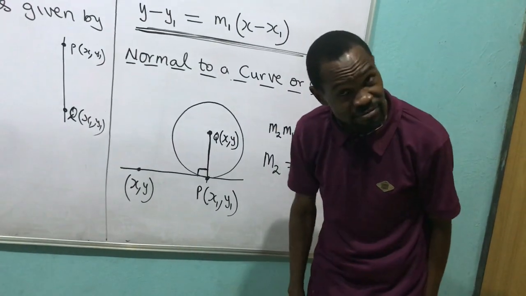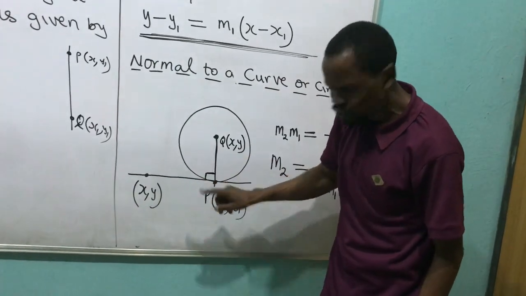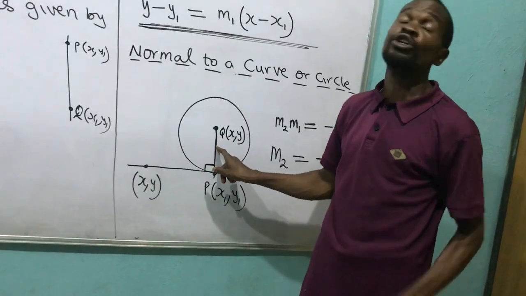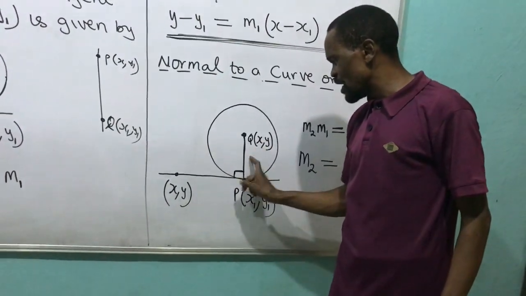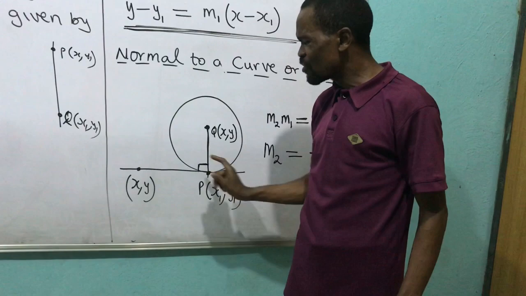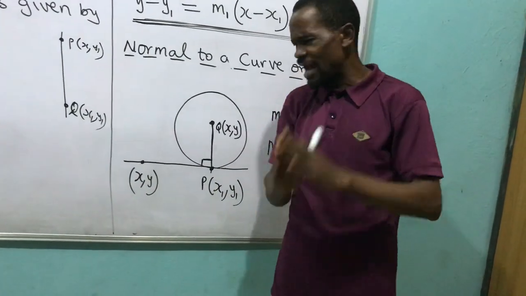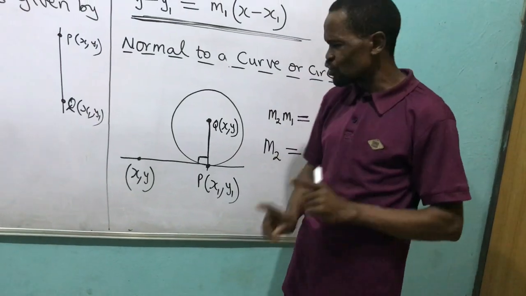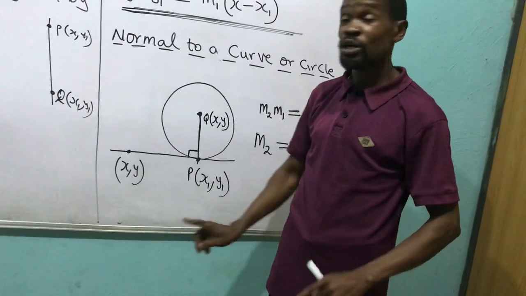Are you listening? I said, if this line and this line are not perpendicular to each other, it means that the line I call the normal line is not a normal line. For this line to be a normal line, it must be perpendicular to what? The tangent. That's the condition for a normal line. It must be perpendicular to a tangent drawn at the same point where it meets the circle or curve.